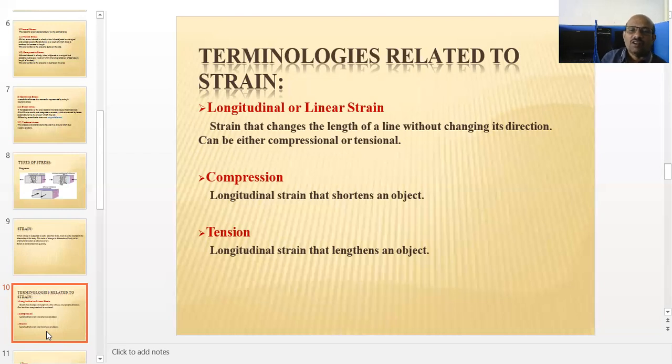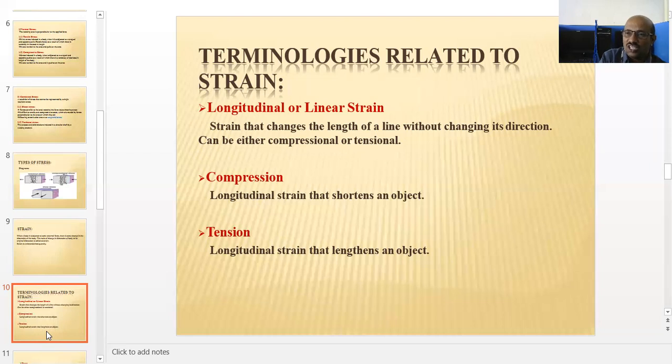Another one is compression strain. Longitudinal strain that shortens an object, but I am not speaking about direction. Only longitudinal direction I speak of.